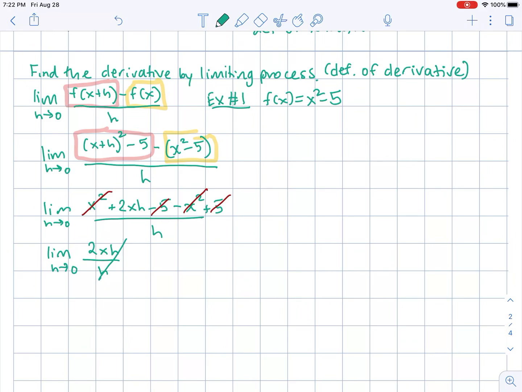So if we let h go to 0, it's not going to affect the 2x. So in fact, my derivative is equal to 2x.